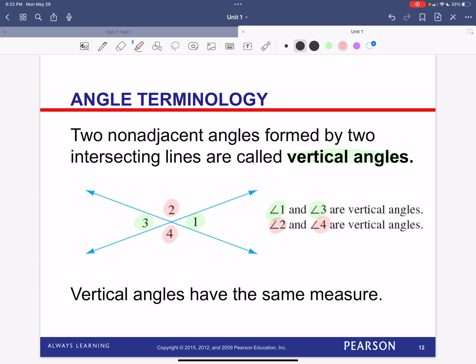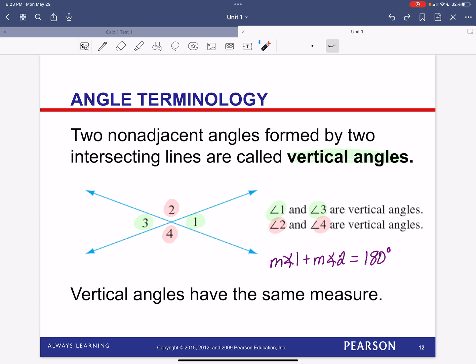Now, something that you also need to remember is this is a straight line right here. So that means the measurement of angle 1 plus the measurement of angle 2 is going to be 180 degrees. The same is true for angles 2 and 3 because they form a line. Angles 3 and 4 form a line, and angles 4 and 1 form a line. So we can also use that information to determine the measurements of angles.